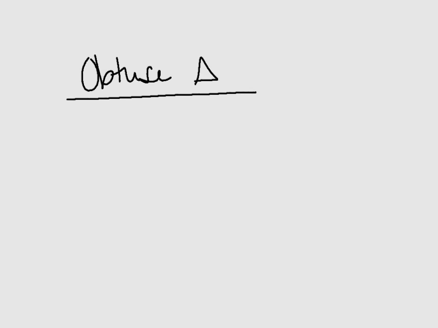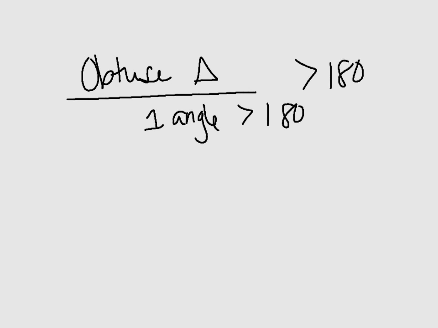Alright, next on the list is obtuse. Okay, an obtuse triangle, if you remember what obtuse means, it means that it is greater than 90 degrees. But here's the thing: you can only have one angle that is greater than 90. So let's say you had this angle right here, and we made ourselves an obtuse triangle. Let's say that we tried to make another one, like this right here. We tried to make this guy obtuse.